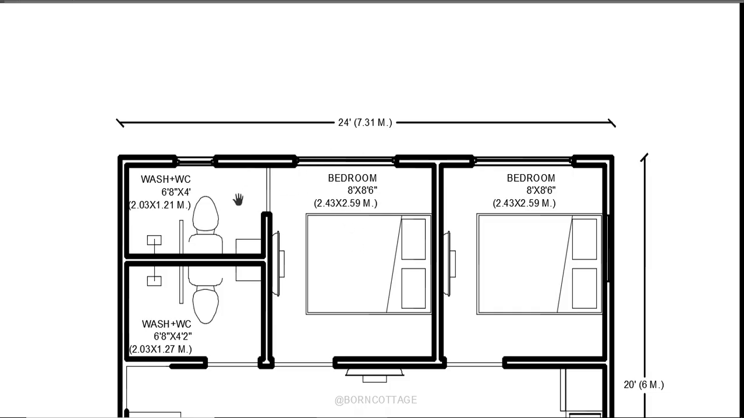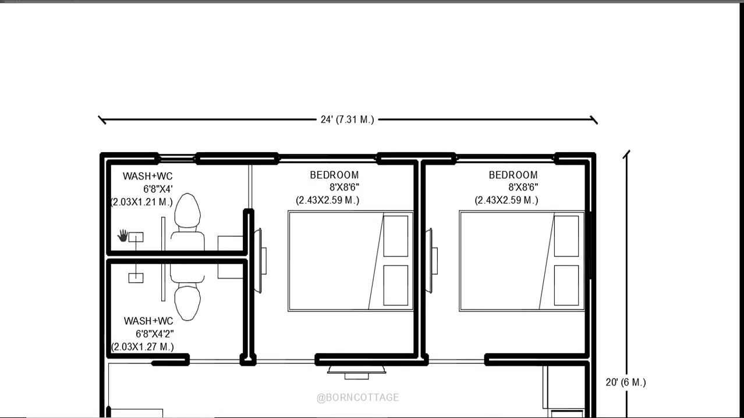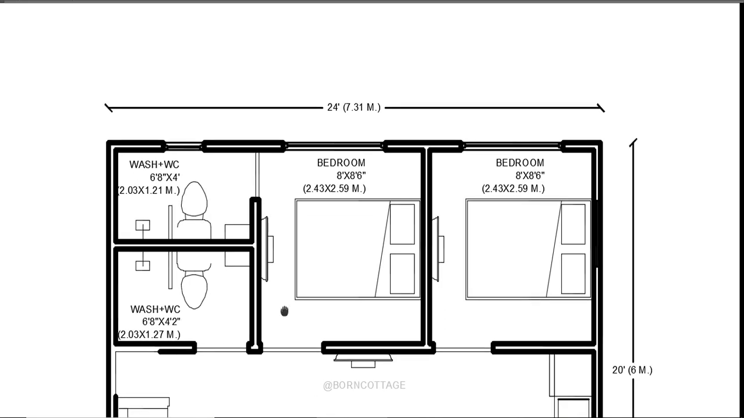And we have an attached washroom plus water closet with this room. You can see here the wash basin, water closet and the shower area, and we have a ventilator for ventilation of this washroom. After that we'll go on the left side.